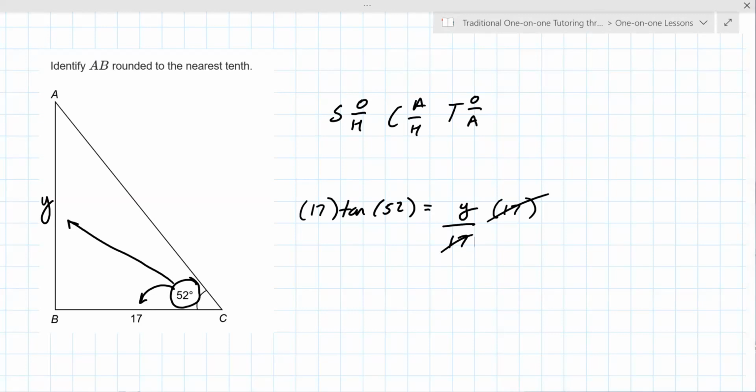I get 21.7. Check your rounding one more time, please. So I get 21.759. So 5 rounds up. Yeah, so it's 21.8. Very good.